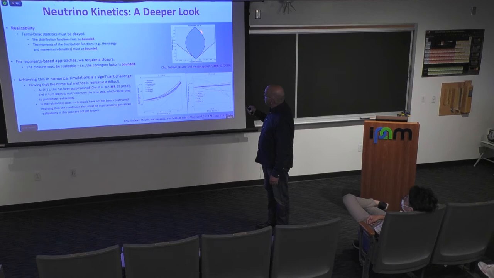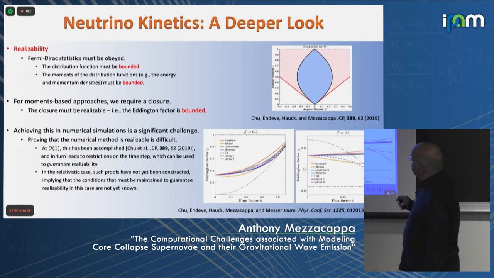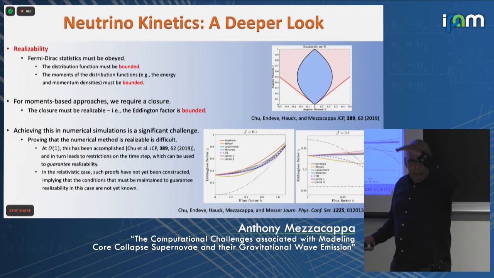And this is actually in a static medium. When you add velocity to this, this gets distorted left or right and becomes much more complex. And you have to keep your moments in this blue region as you evolve your supernova model. That is an extremely challenging numerical thing to do, which we'll talk about.